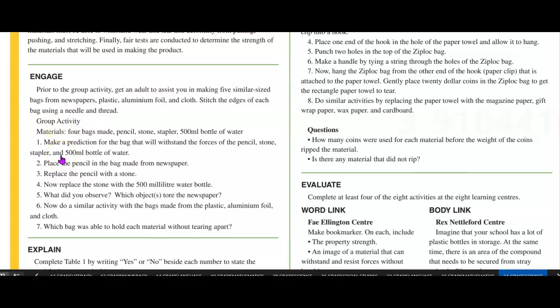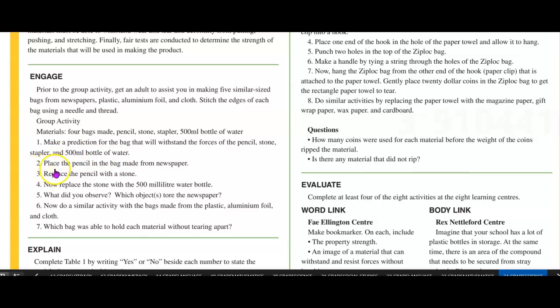The bags made: pencil, stone, stapler, a 500 milliliter water bottle, and you're going to make a prediction for the bag that will withstand the force of the pencil, stone, stapler, and the 500 milliliter water bottle. So which bag will not break when these objects are placed in there?